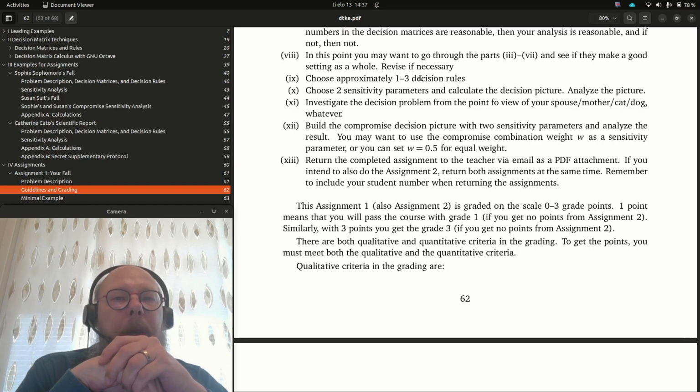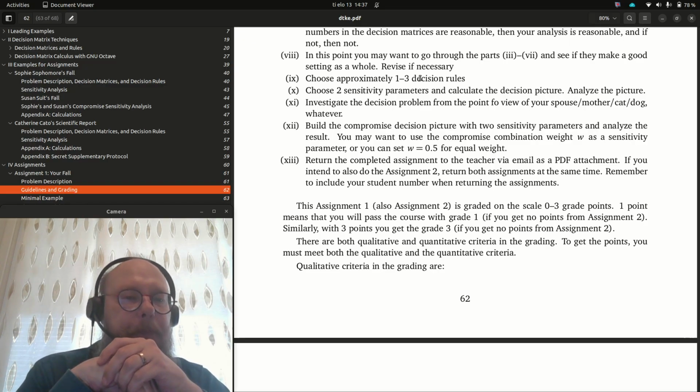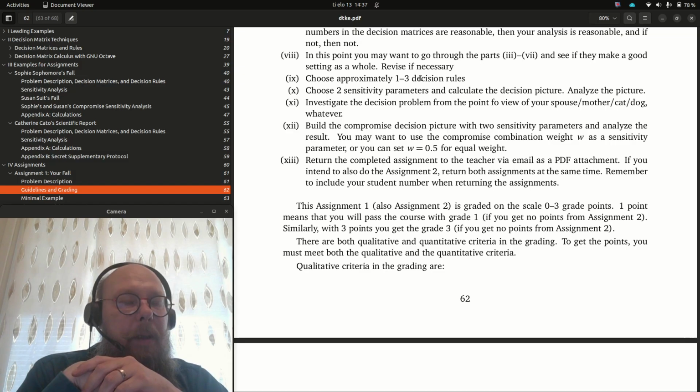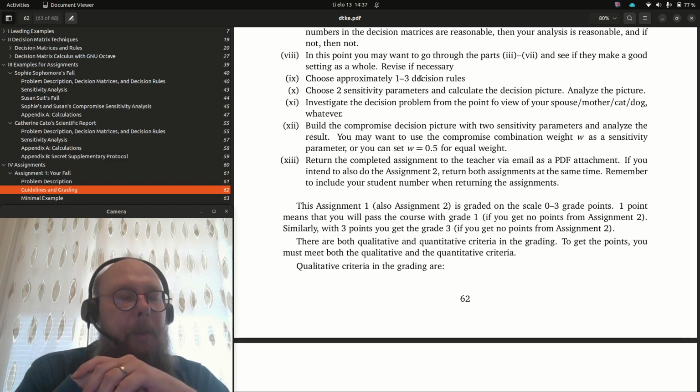Point 12, build the compromise decision picture with 2 parameters and analyze the result. And you may want to use the compromise combination weight W as a sensitivity parameter, or if you don't have any free parameters left, then choose W equals 0.5. That means the equal weight for both, which is kind of reasonable if you want to do a compromise with someone, and then the weight has to be decided, so why not have the weight 0.5, so both parties have equal weight in the decision matrix.